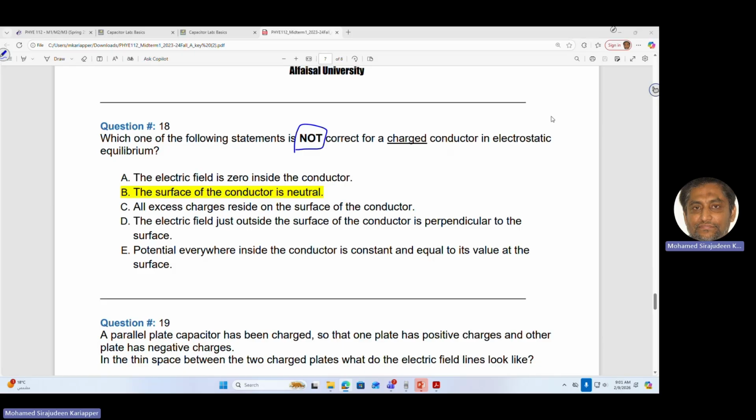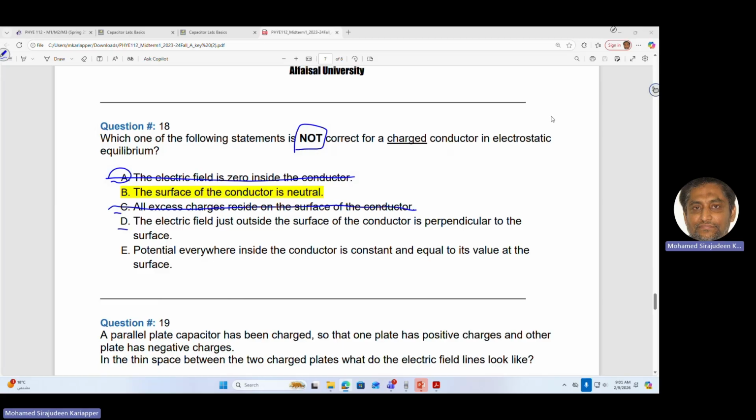So if you remember that, you can find the one that is not correct. That's another thing you have to remember. All of them are correct except one statement. So when it is correct, you ignore it. You look for the one that is not correct. Let me look at A. The electric field is 0 inside the conductor. That is correct, right? Therefore, I cannot choose it. C. All excess charges reside on the surface of the conductor. That's a property of a conductor. That is correct. So you don't choose it.